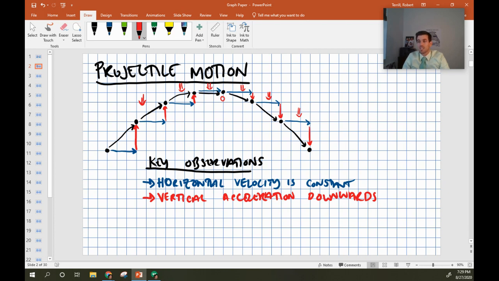So those are the key observations that I want to make. Before I move on too much, let's address what air resistance would do. Air resistance actually does affect the horizontal velocity.